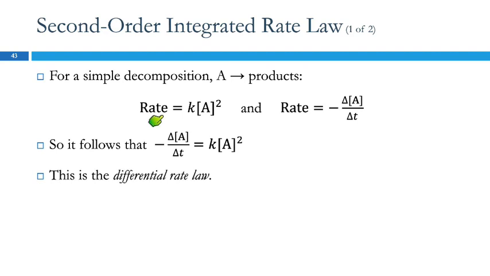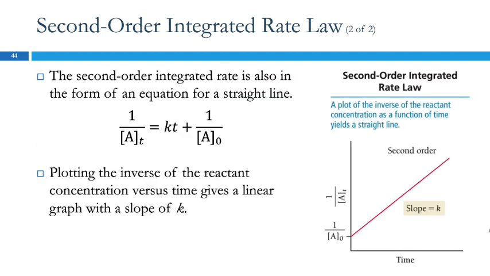The rate law for second order: rate is k times the square of the concentration. Or we can express that, and then the rate is this. That's just going through the math and getting to the good part. This is the integrated rate law. So this one has fractions in it.